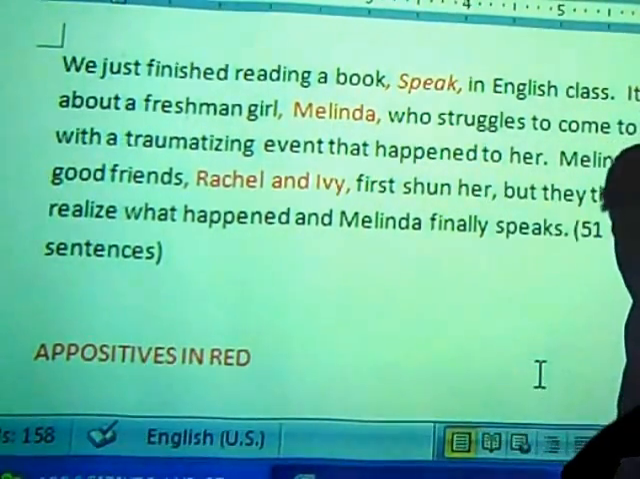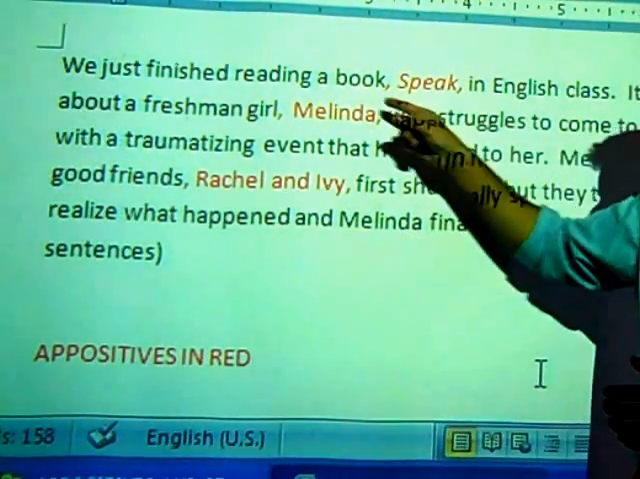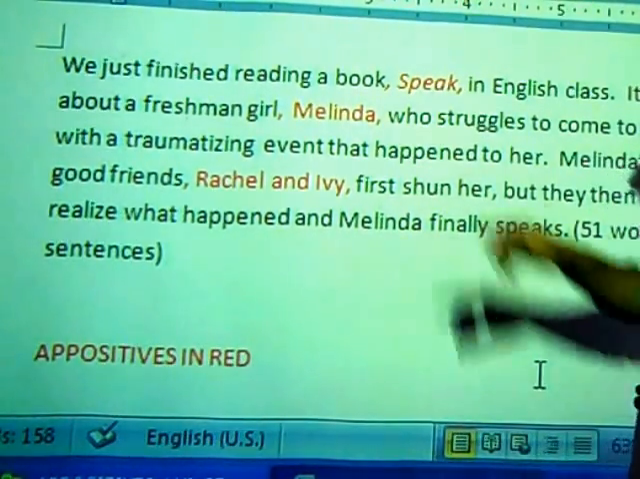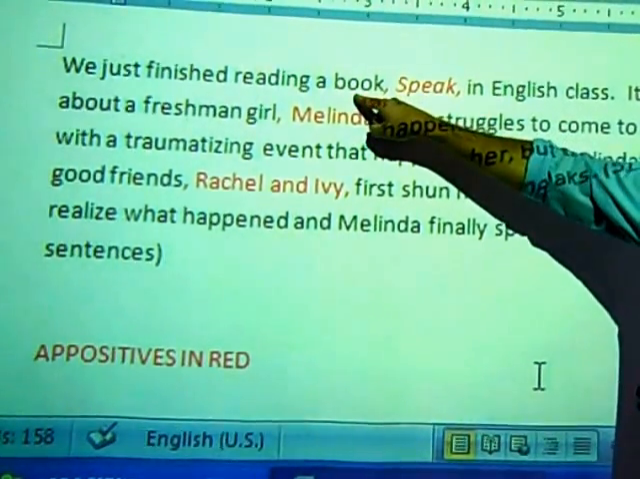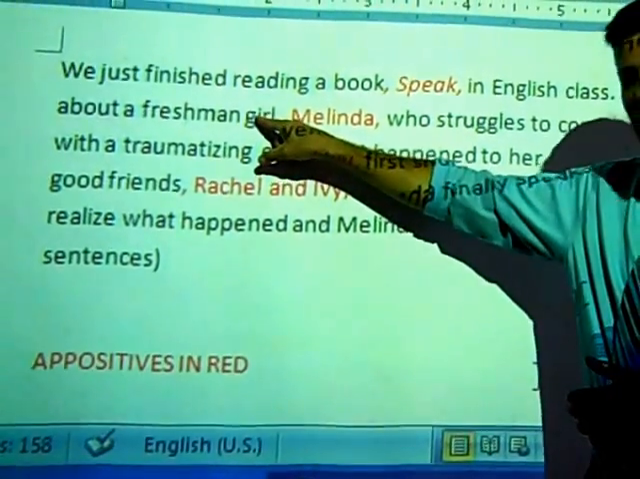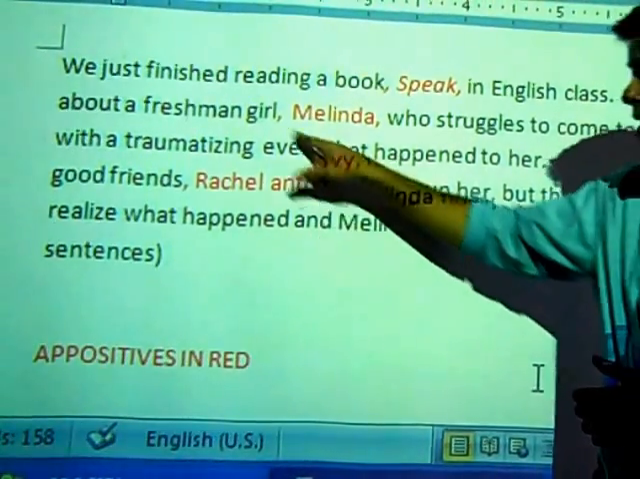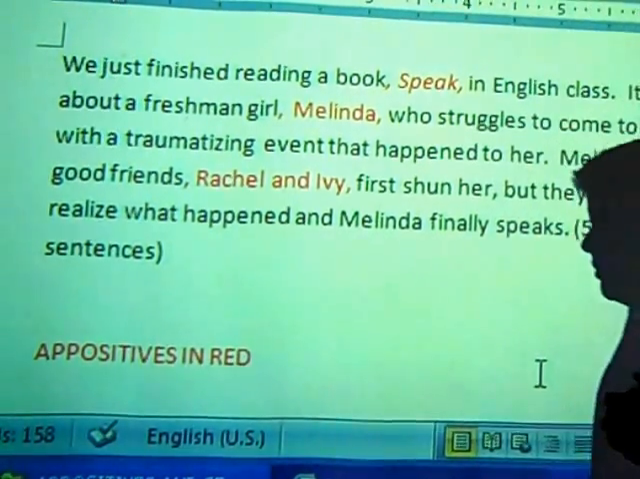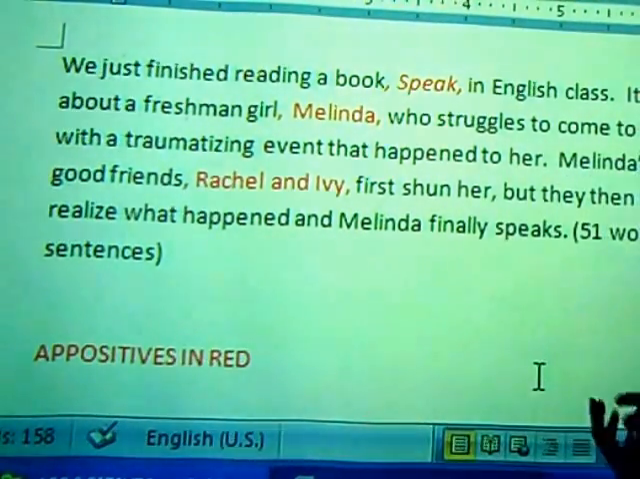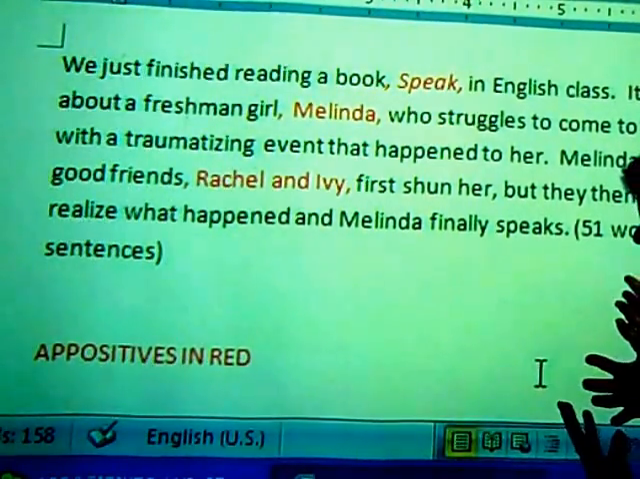What makes them an appositive? A word or a group of words, in this case, they're all names, that describe or provide a name to the noun that comes right before them. So Speak is giving a name to the book, the noun that comes before it. Melinda is giving a name to the girl, the noun that precedes Melinda. Rachel and Ivy, our compound noun, are giving a name to the friends, the noun friends, excuse me. So, the end result is we have not cut out anything of essence or anything of value.